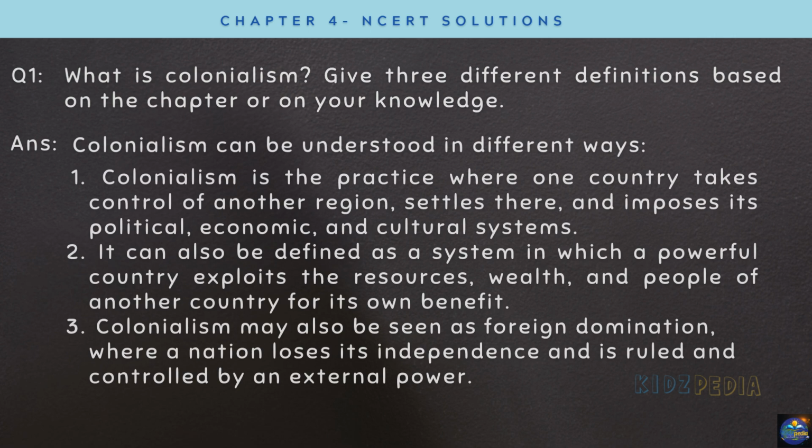First one, colonialism is the practice where one country takes control of another region, settles there and imposes its political, economic and cultural systems. Then, it can also be defined as a system in which a powerful country exploits the resources, wealth and people of another country for its own benefit. It can also be said that colonialism may be seen as foreign domination where a nation loses its independence and is ruled and controlled by an external power.